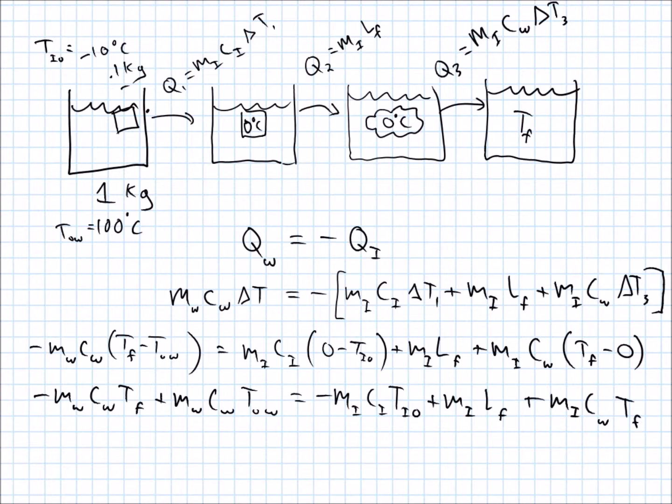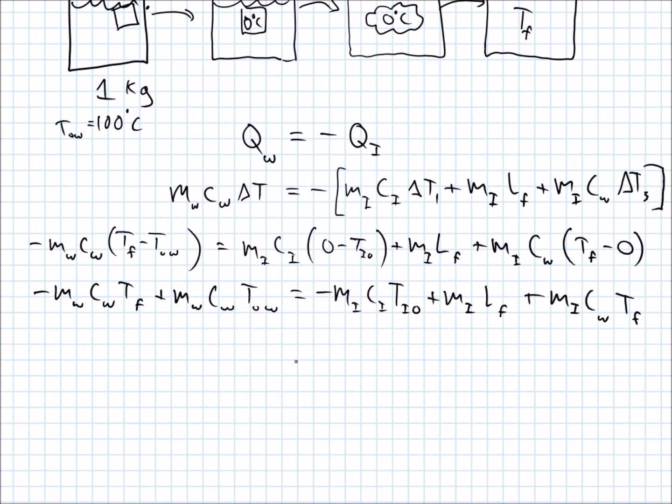Okay, and now I'm going to go ahead and group these so that I have the terms with a T final on one side and everything else on the other side. So let's see how I'm going to do that. I'm going to bring this negative 1 over to the left side so that they're positive. And that puts everything else on this side.